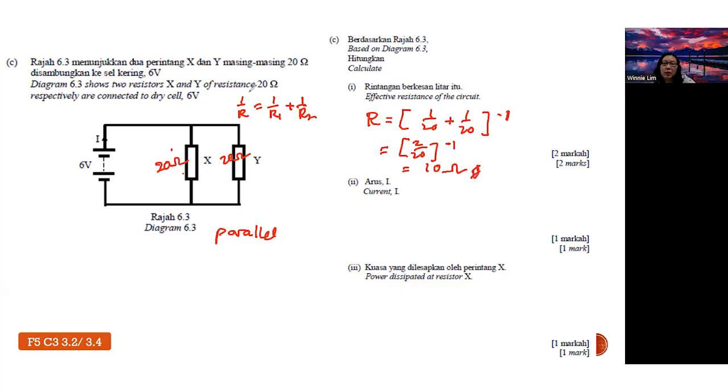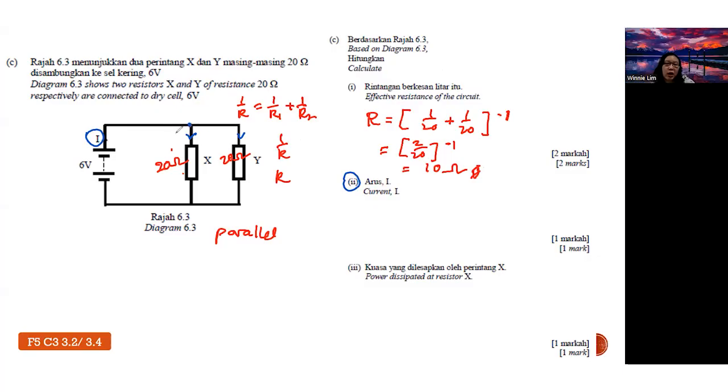But nothing wrong. If you start with 1 over R, you get the answer, then you get reverse R is acceptable one. Okay. Then next one, they want you to calculate the I. So this I is located where? You all need to be careful when solving series circuit and parallel circuit, because sometimes they can label over here.